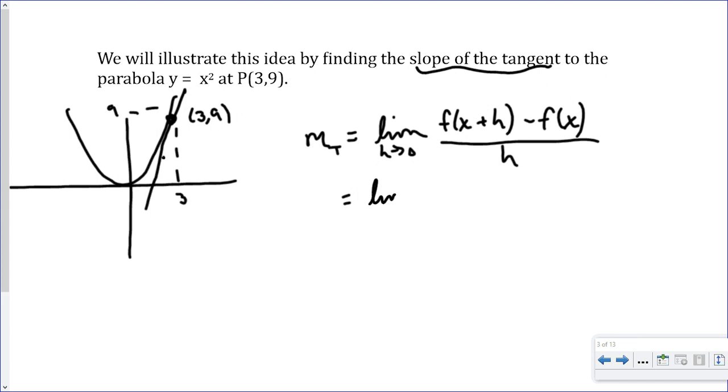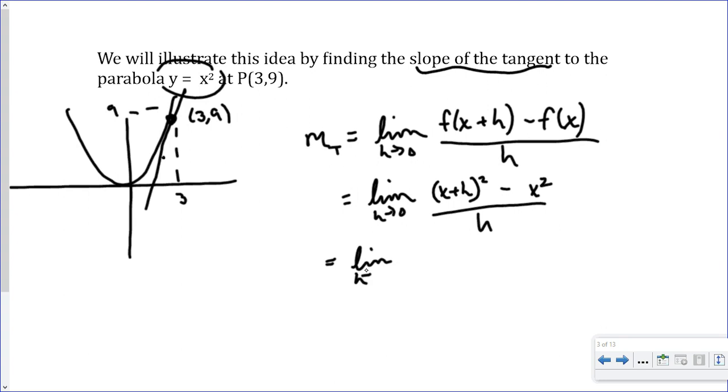So let's apply my function. What's my function mapping telling me to do? y equals x squared. So I'm going to take x plus h and square it. As soon as I apply my function to it, I have to square it. And then I've got minus x squared, over h. Let's keep going and expand. (x plus h) squared is x squared plus 2xh plus h squared, minus x squared, all over h.